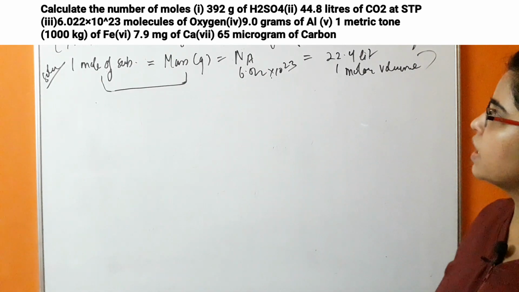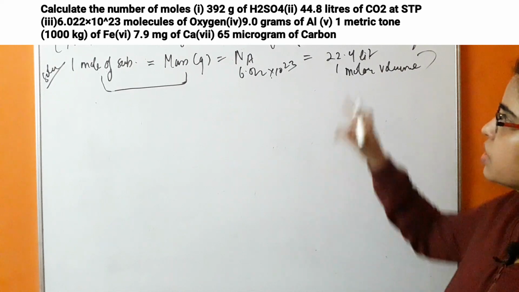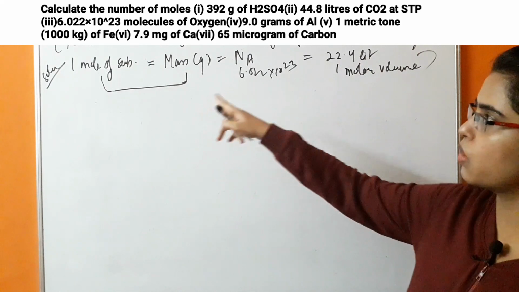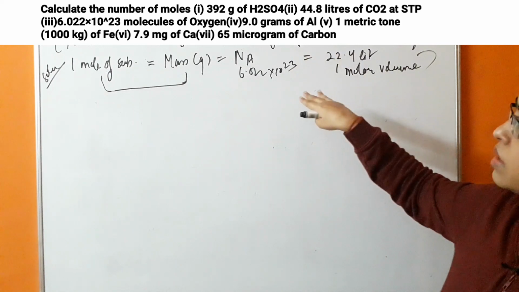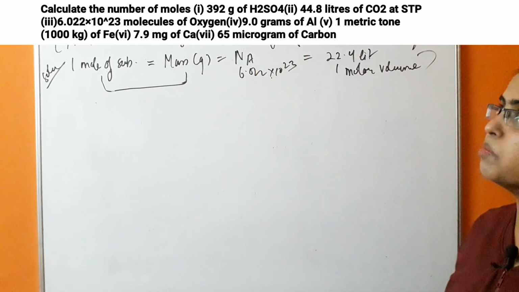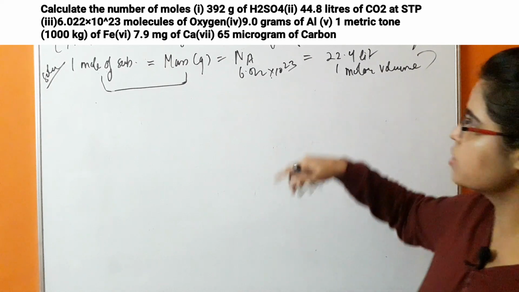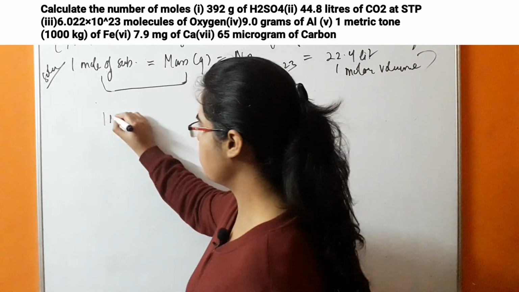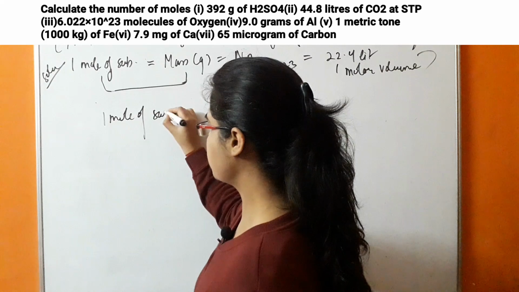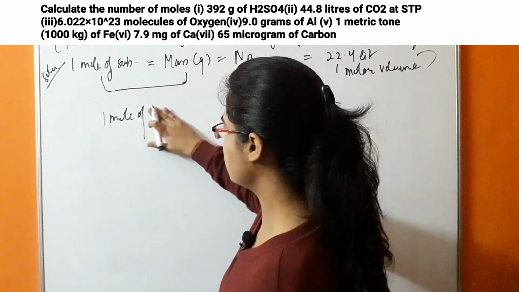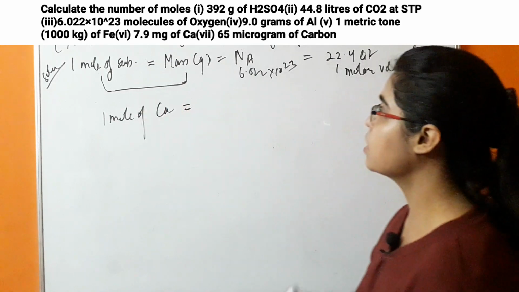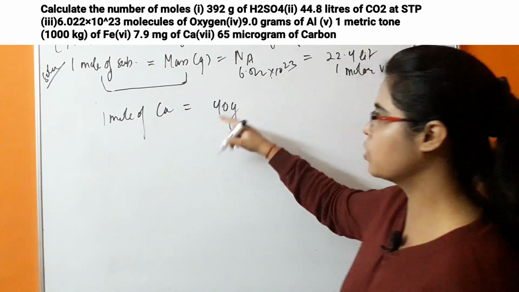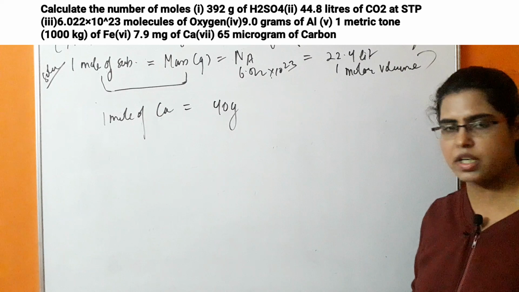Next case, 7.9 milligram of calcium. This is also a relationship between mole and mass, because milligram is mass which is given in the question and we have to find the number of moles. So what is the relation? Standard relation: 1 mole of a substance. In this case the substance is calcium. We know that the atomic mass of calcium is 40 grams.